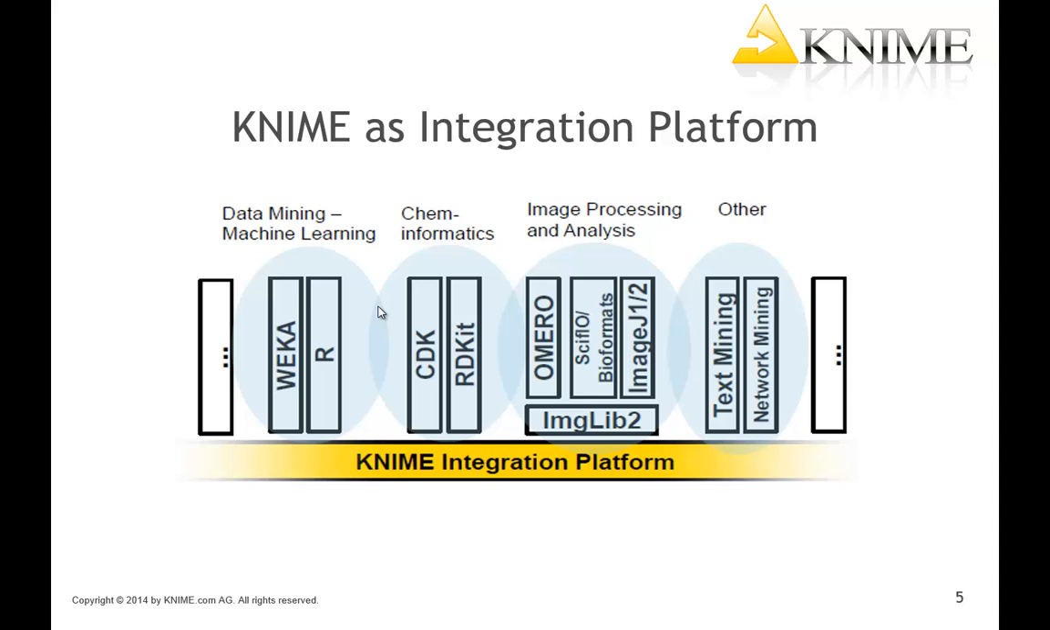But not only these tools, you can also combine the image processing stuff with, for example, machine learning, like Weka, like R, like other nodes which come with KNIME for some data mining, pattern mining, or something else. Then you can combine it with other domains like chemoinformatics or text mining and network mining. So KNIME can be seen as an integration platform where you can combine various areas and bridge the gap between them.